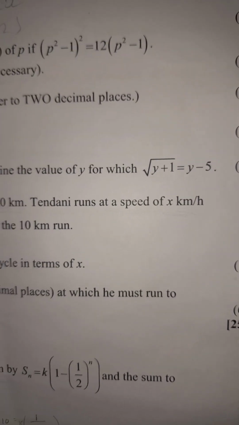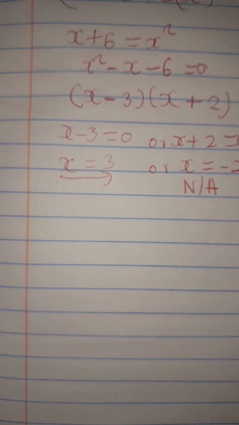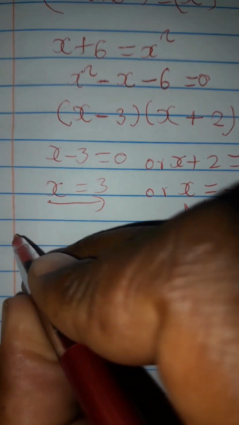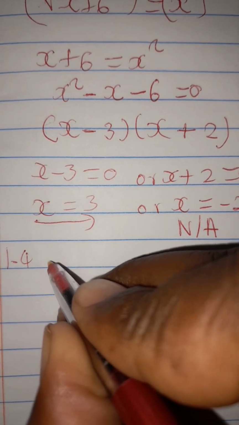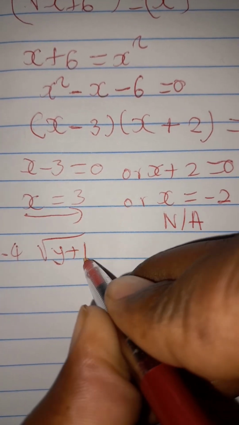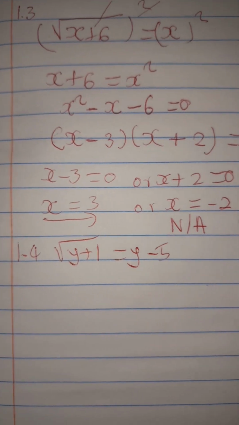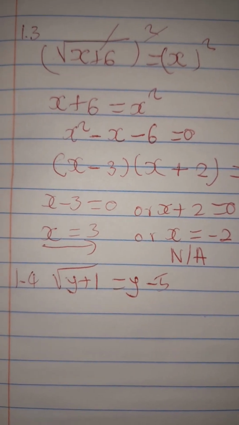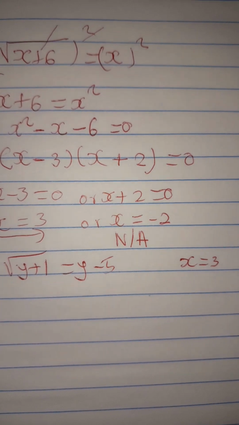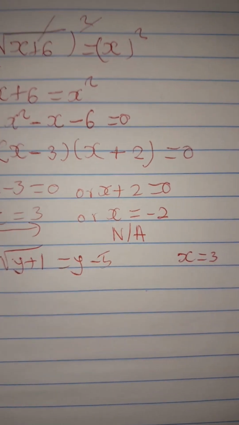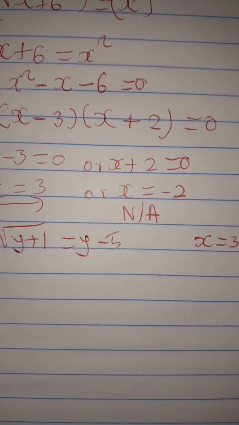All right, guys. To such a question, let's write it down. Let's put this into practice. So we are at 1.4. At 1.4, you have root y plus 1, which is equals to y minus 5. They said use the solution that we have gotten in 1.3, which is x is equals to 3. You use those solutions, so they said use the solution for x that you've gotten in 1.3 to determine the value of y.